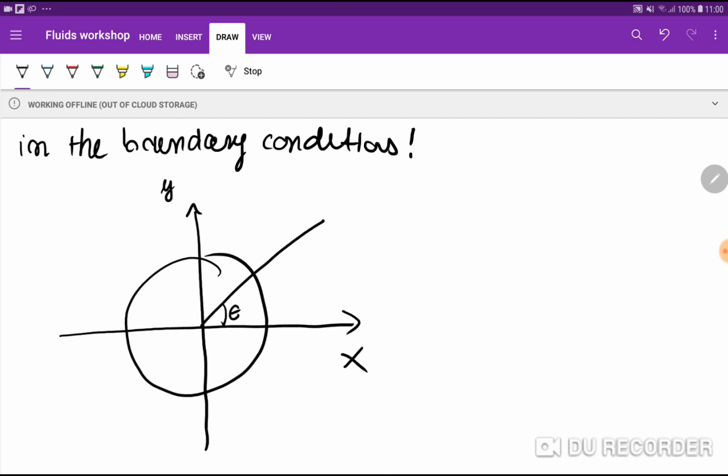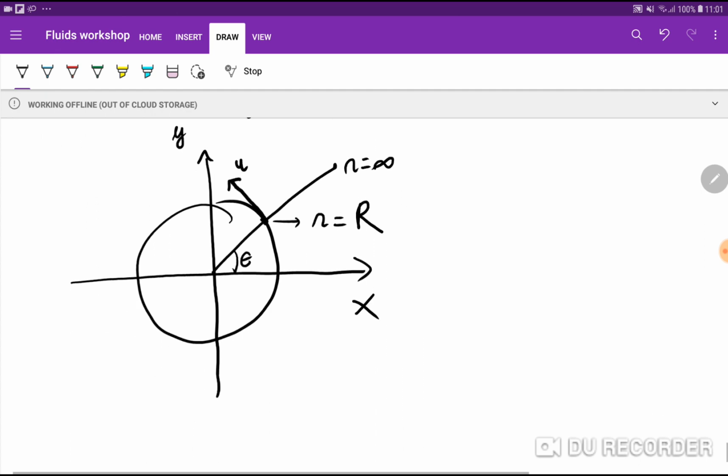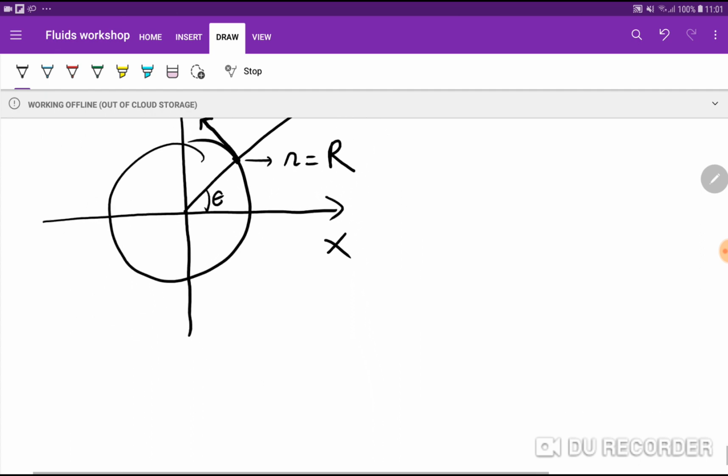Okay, so this is at x equal infinity, this is at r equal infinity, r equal infinity here, and this point right here is r equal big R constant. And at this point right here, if you remember from your physics class, we have the angular velocity, u tangential. Okay, so what's the boundary condition? Very simple.